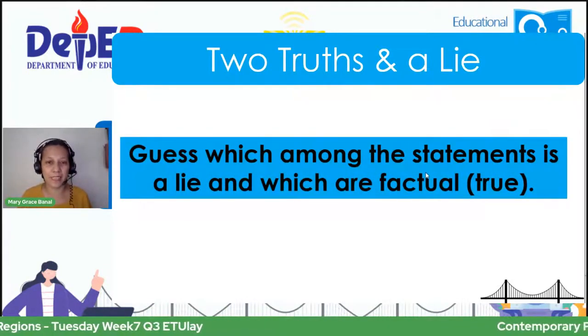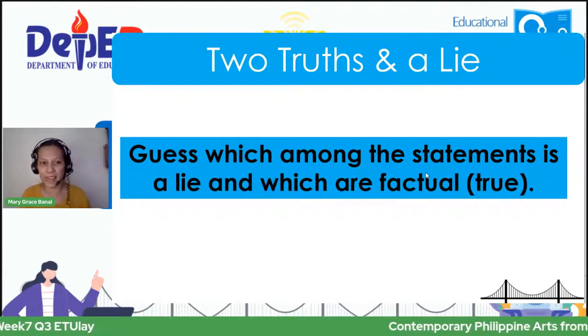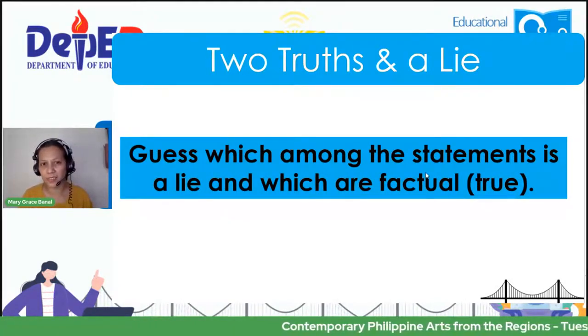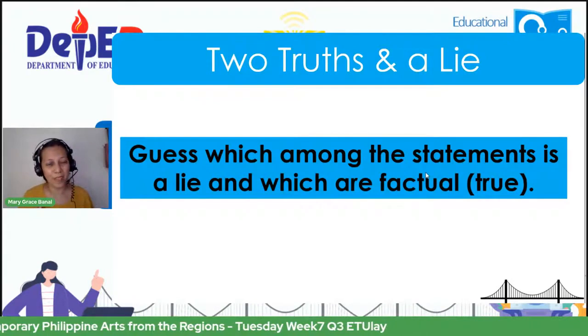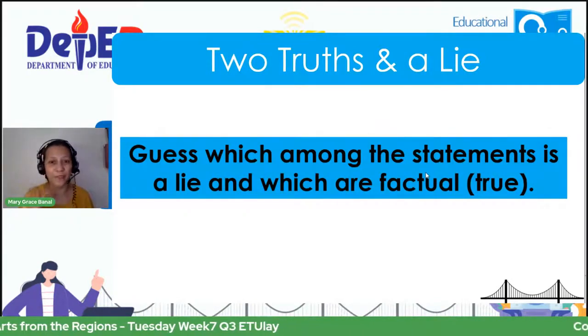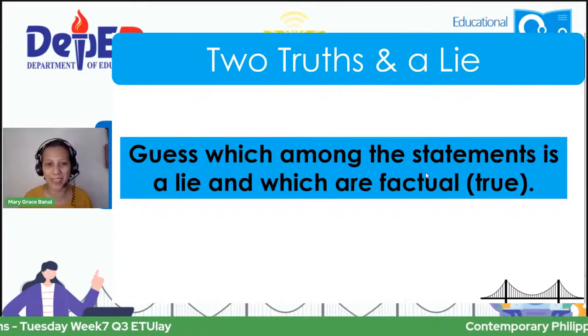So there will be 3 statements, kaya sa ating chat box, i-type nyo lang kung alin ang 2 truths, kahit letters lang, and then aling letter ang nagre-refer sa isang lie. Alright? Are you ready? So for each item, again, you're given 5 seconds to type in your answer in our chat box.